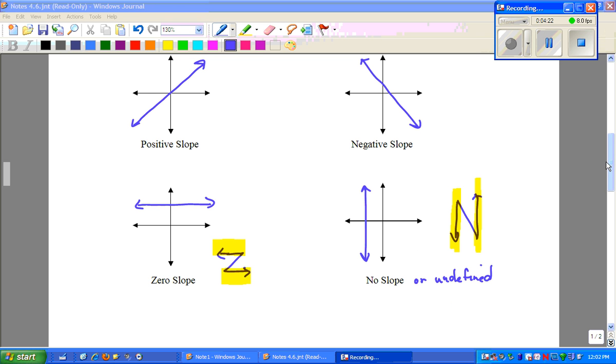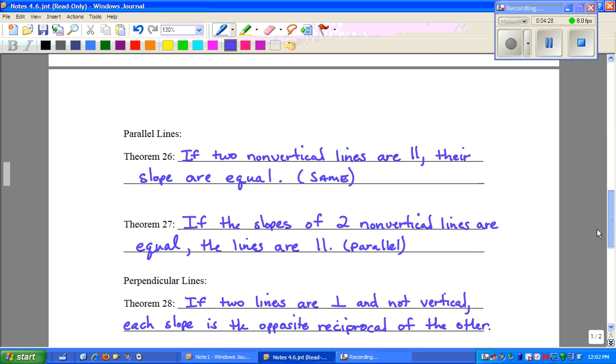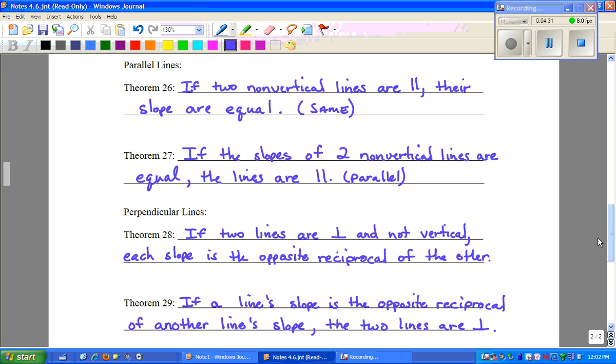So let's go on to a couple of theorems that we have involving parallel and perpendicular lines. Here's your new information that we're going to learn in geometry. I have them written down already, so if you need to pause, you can, but I'm going to talk through them. There are two that go along with parallel lines.